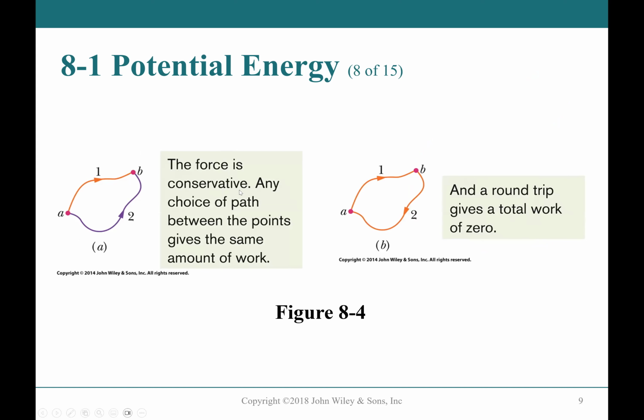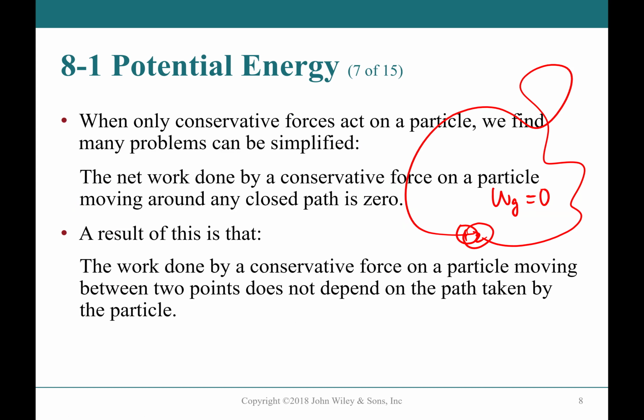So if the force is conservative, any choice of path between the two points A and B gives the same amount of work. And also around the trip. Around the trip means a closed path. You are going to have a total work of zero. I do not really like how this book explains potential energy.